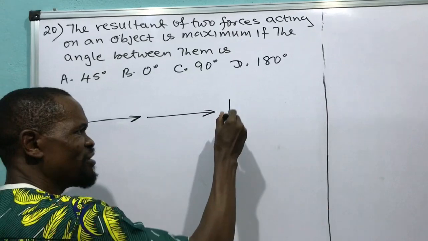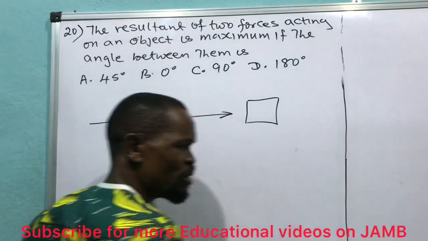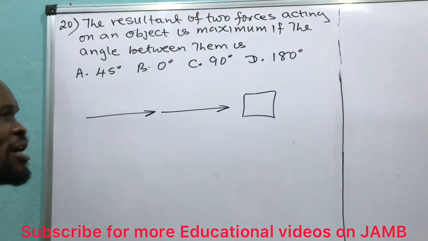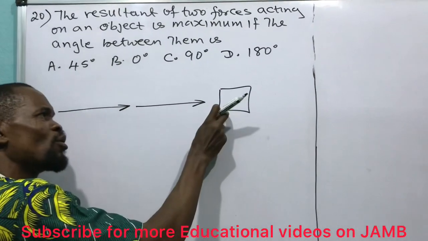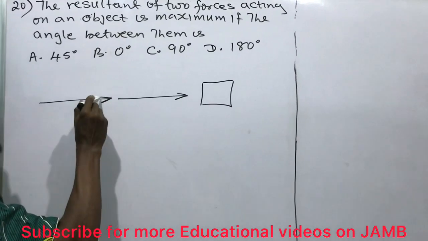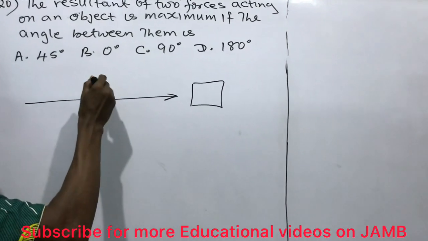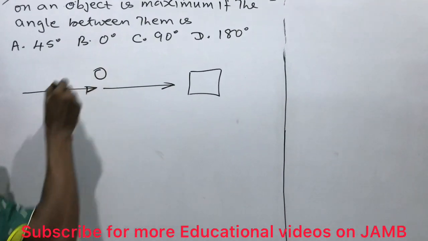If we are pushing a vehicle and I'm pushing this way, and this person is pushing this way, the vehicle will be pushed away. Do you get what I'm saying? So for us to get a maximum resultant force, the two forces must be acting in parallel. And when they are acting in parallel, it means the angle between them is 0.